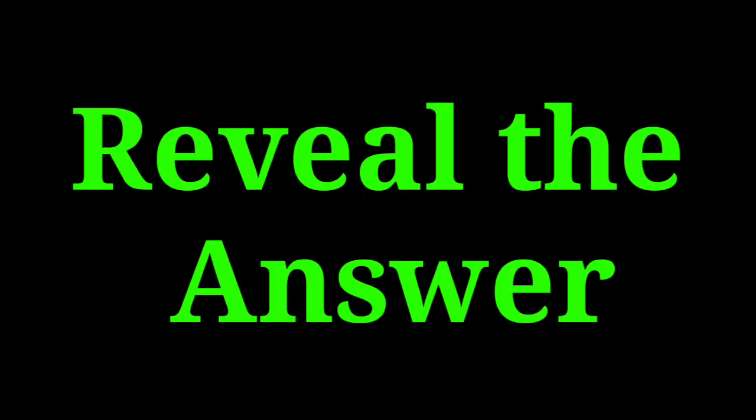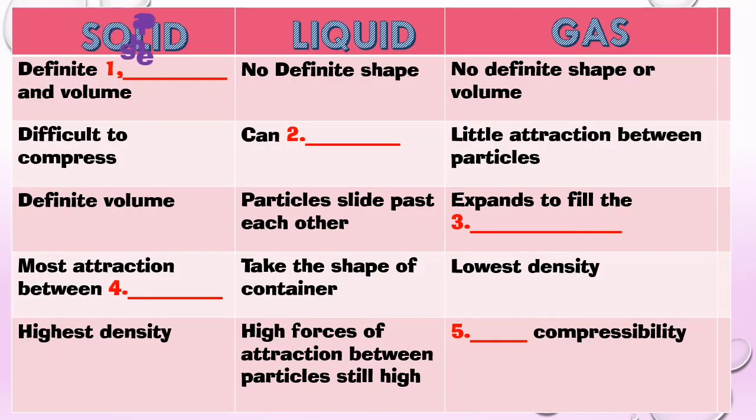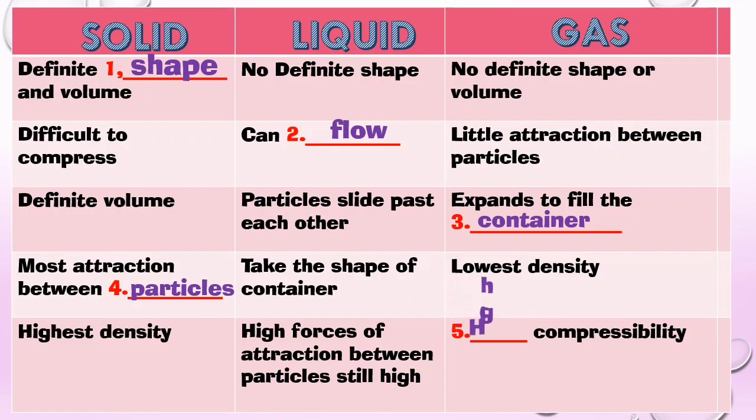Now, let's reveal the answer. Number 1, definite shape and volume. Number 2, it can flow. Number 3, expand to fill the container. Attraction between particles. Number 5, high compressibility.